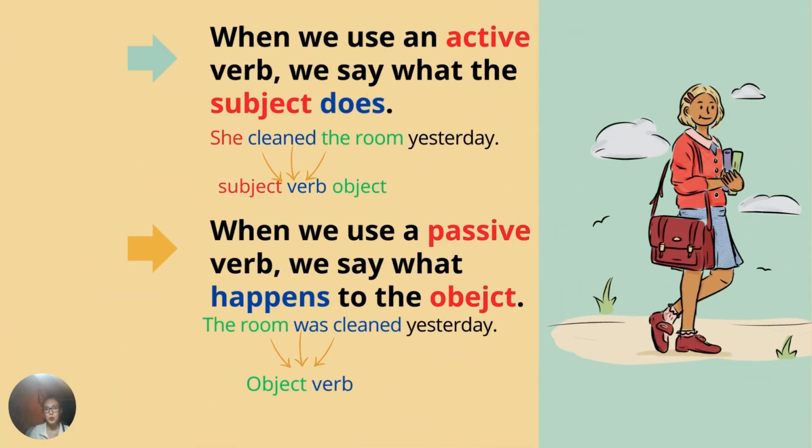First of all, when we use an active verb, we say what the subject does. She cleaned the room yesterday. Here, she is the subject, cleaned is the verb, and the object is the room. When we use a passive verb, we say what happens to the object. Here, the object is the room, and the verb is was cleaned.